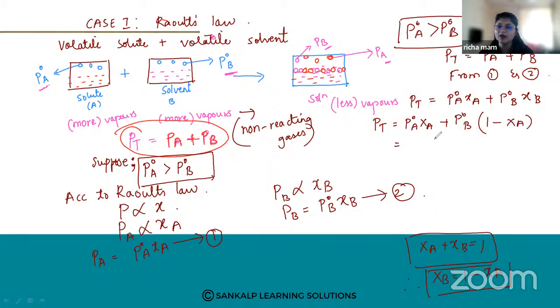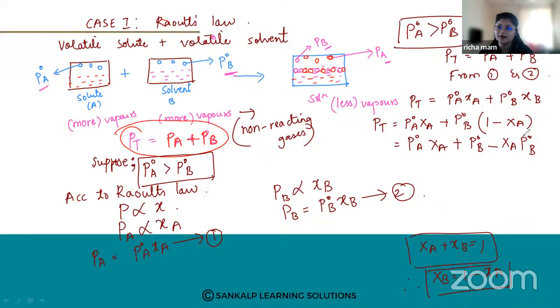Now I'll multiply this out. P naught of A into chi A plus P naught of B into 1, so it will be P naught B minus chi A into P naught B.